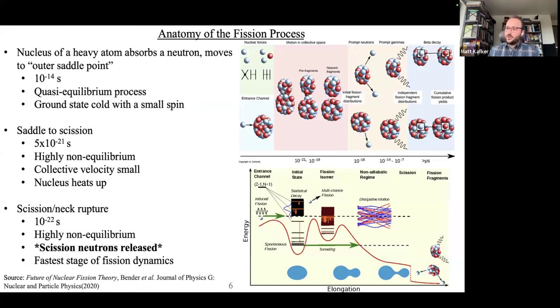Okay, so let's go over in detail the fission process. I have two complicated figures here, but we're going to spend a long time, so we'll be able to understand everything that they have to say in detail.